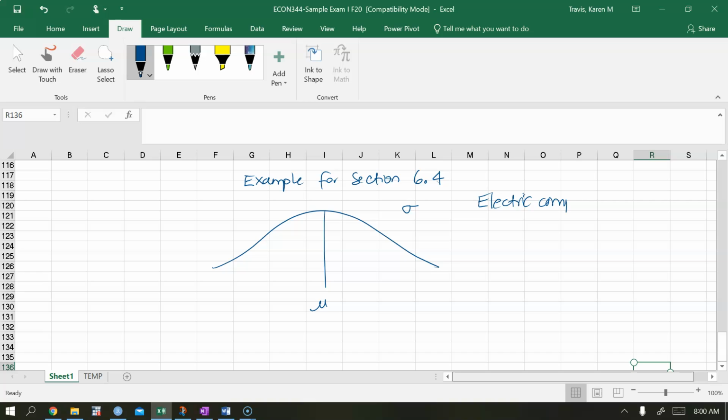company, and they tell us that the average is 1,650 kilowatt hours for people's energy usage. And they tell us that the standard deviation is 320 kilowatt hours a month.